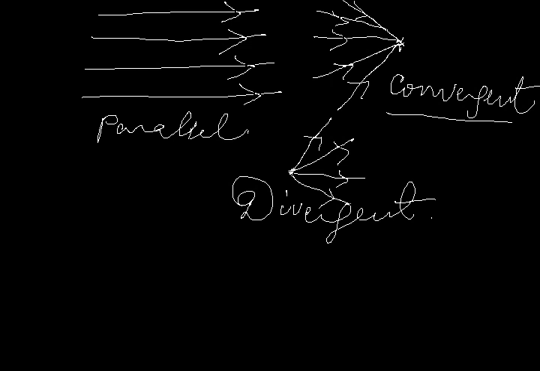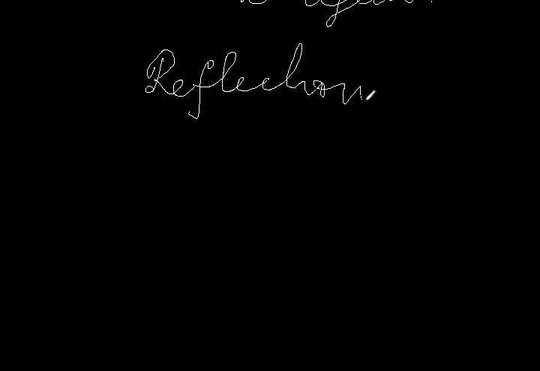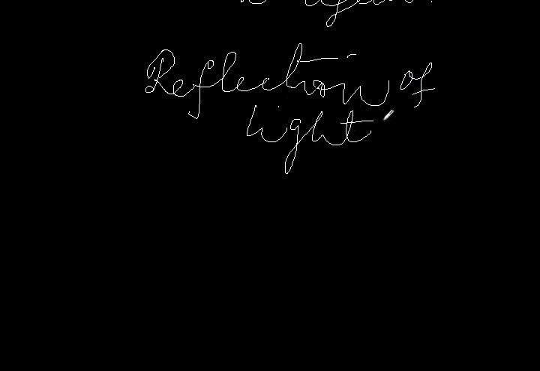Now we have to know some phenomena regarding the traveling of light. These different phenomena are actually the optical phenomena, and we have to go through those phenomena. First one is reflection of light. In our daily life, regularly we see the reflection of light.